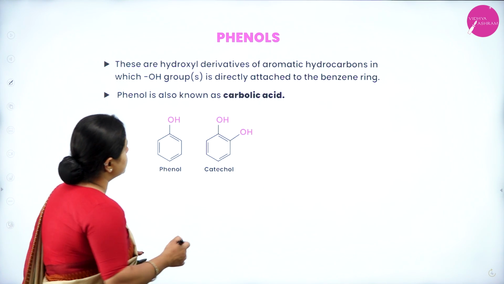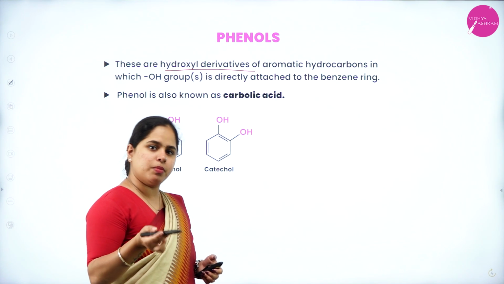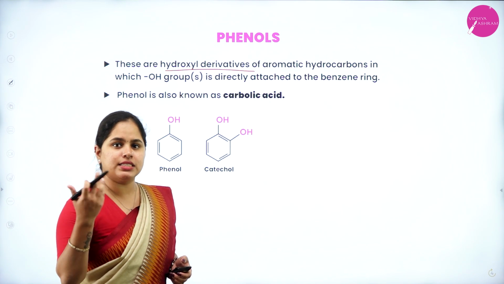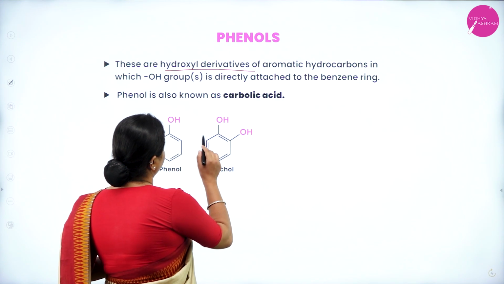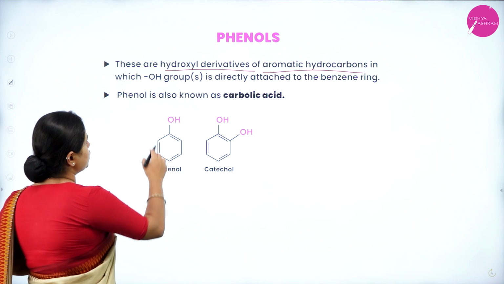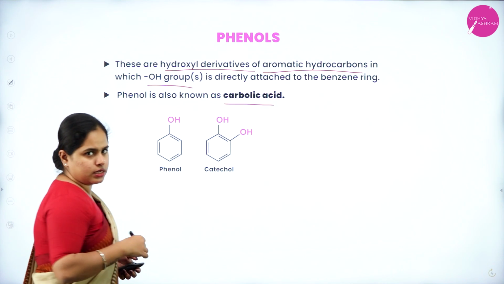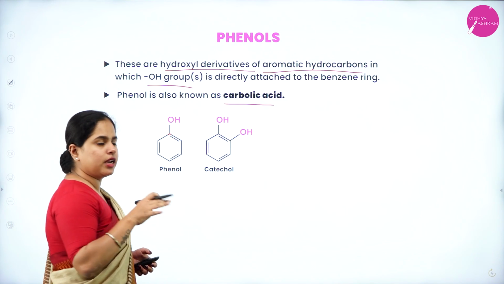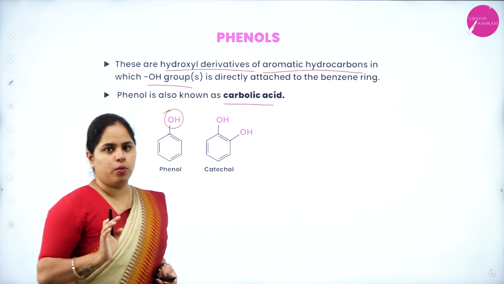These are hydroxyl derivatives, okay? So these are also hydroxyl derivatives. Hydrogen will be replaced by hydroxyl group. So alcohols were hydroxyl derivatives of alkanes, alkenes or alkynes, that is aliphatic hydrocarbons. But phenols are hydroxyl derivatives of aromatic hydrocarbons, in which OH group or groups is directly attached to the benzene ring. It is also known as carbolic acid. As you can see, this is a benzene ring. One hydrogen which was present here is being replaced by a hydroxyl group. So this is called your phenol. I hope it is clear.